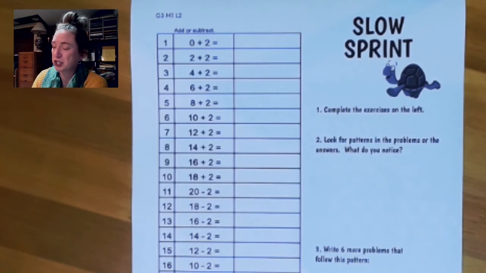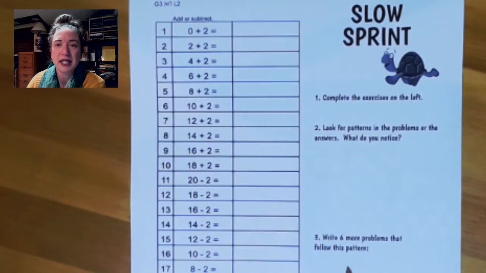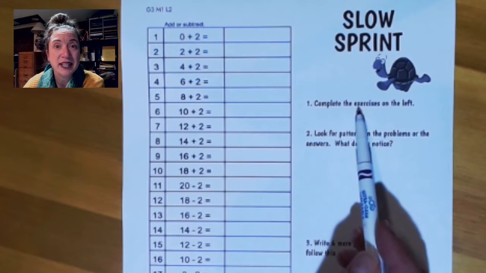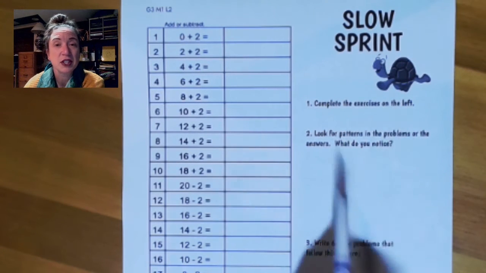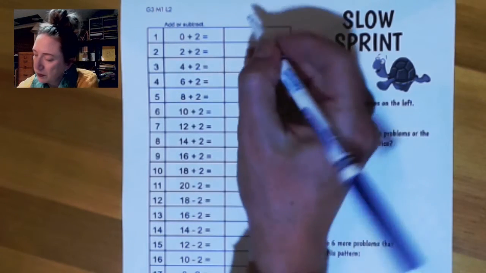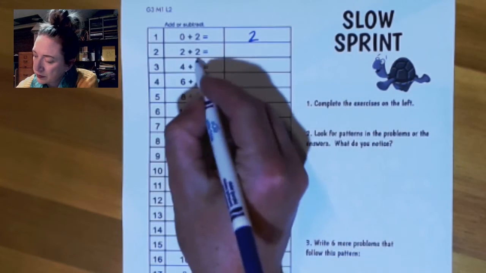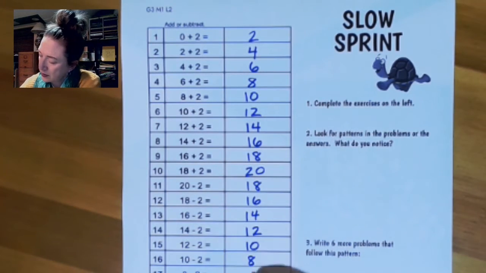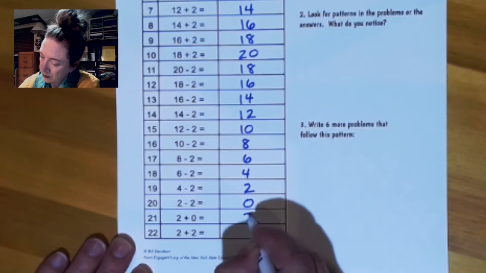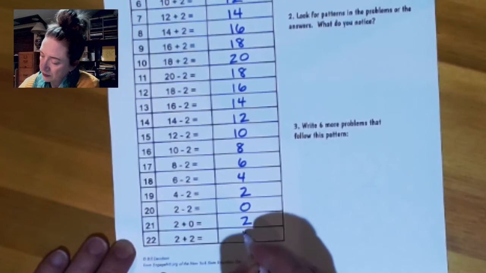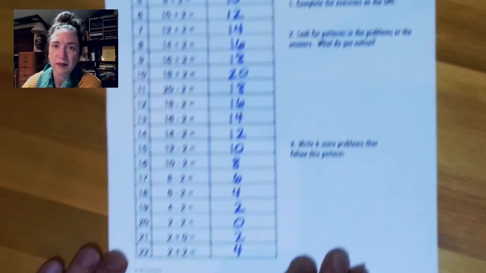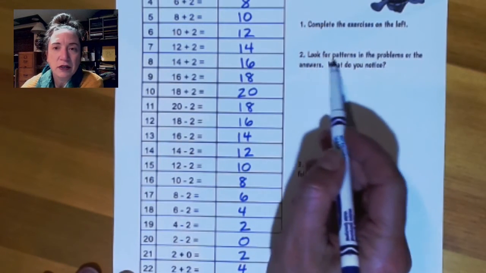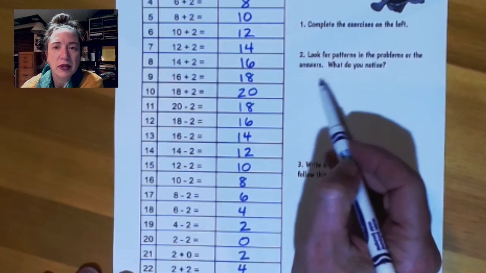There's 3 instructions that you'll see on the right side of your page. The first one says, complete the exercises on the left. So I'll do that now. The second instruction says, look for patterns in the problems or the answers.